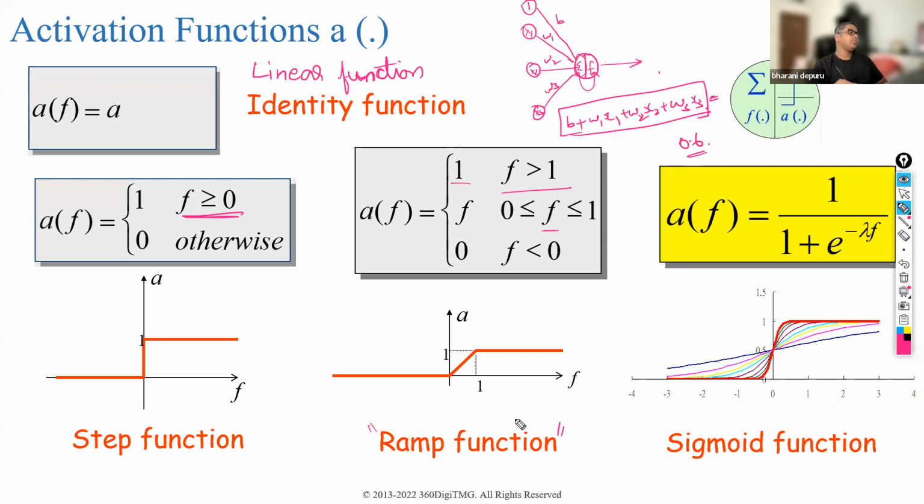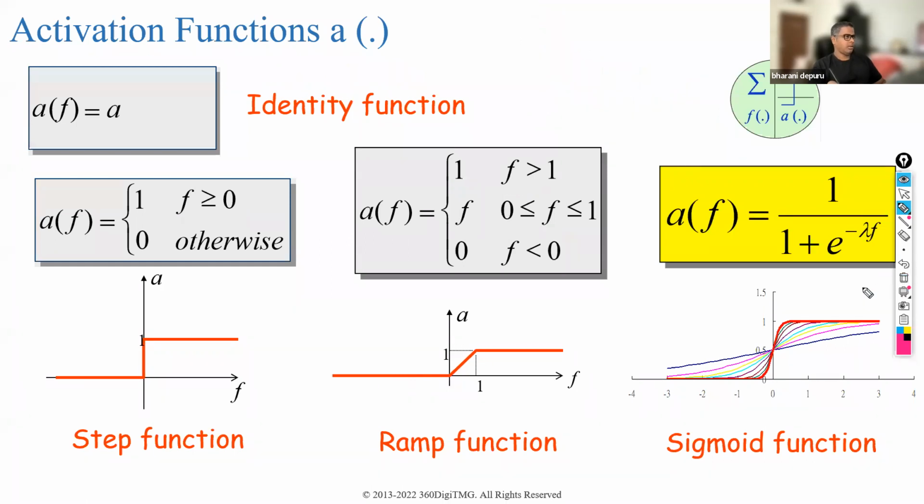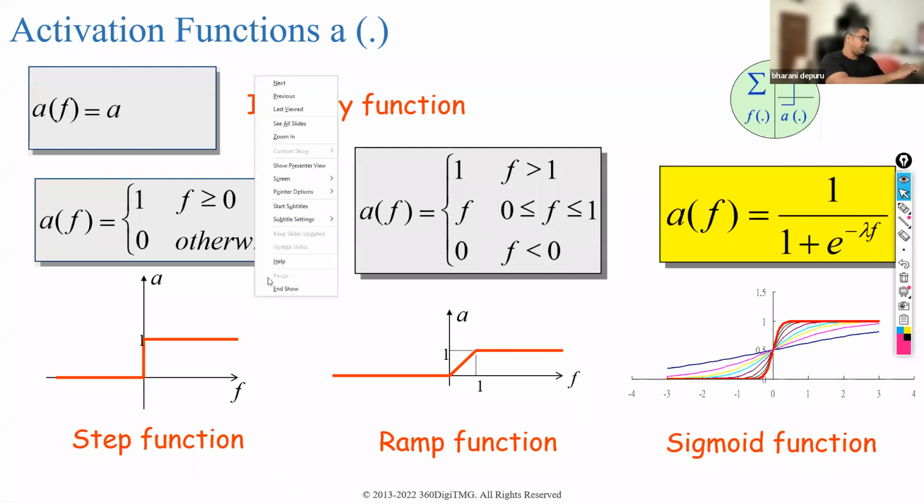The disadvantage with both of these functions is that you cannot find the derivative or differentiation at these points. Wherever you see that sharp bend, you cannot find the differentiation. What do you mean by differentiation? Gradient. What do you mean by gradient? Rate of change. So let me quickly spend some time and explain what that means.